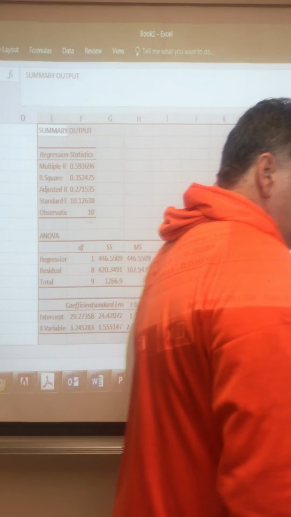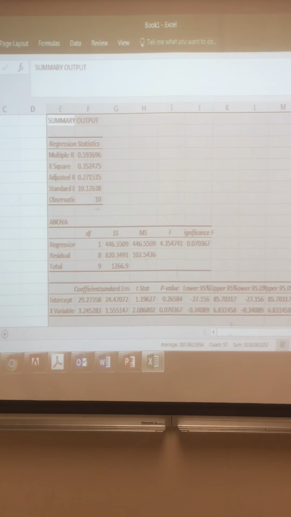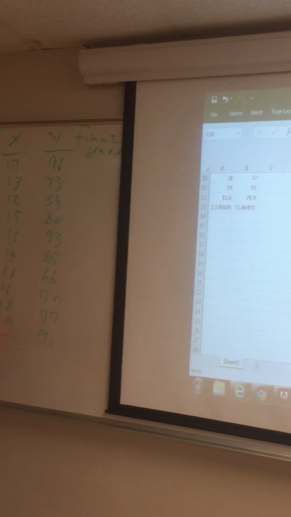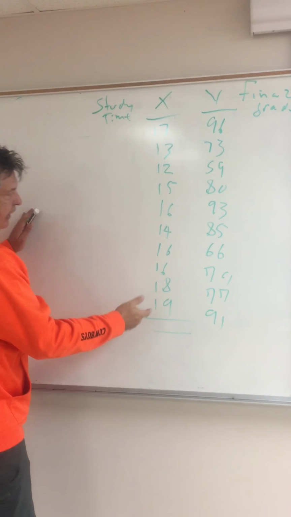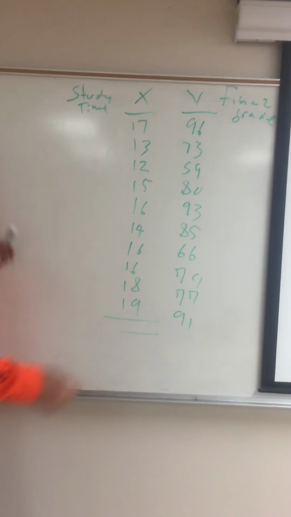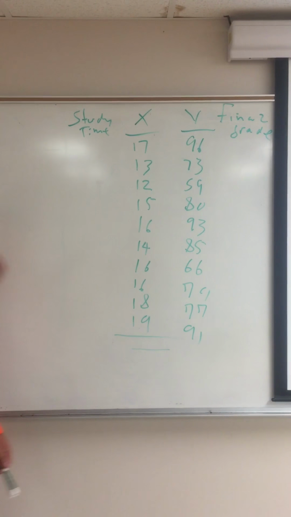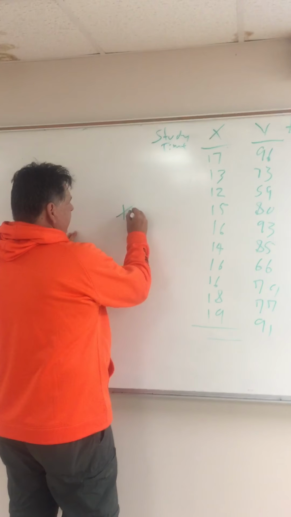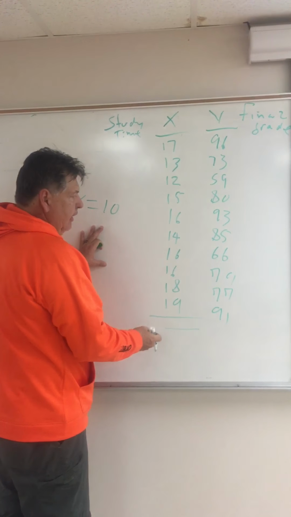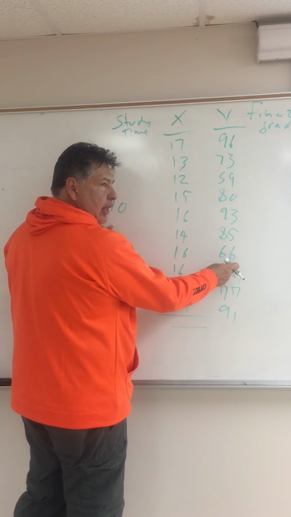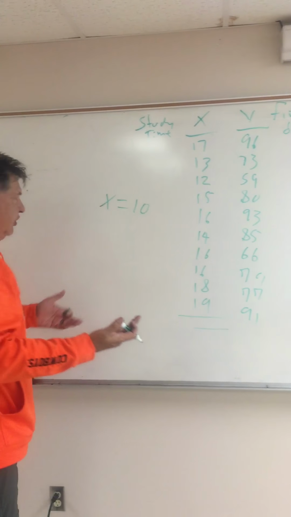Now, let me show you how to actually make a prediction. I want to predict a value of Y for a given X. So let's say I'm looking at this data and I say, well, I don't want to put in 17 hours of study time. What would 10 hours get me? So X is going to be equal to 10. Since 10 is not in here, I can predict what my grade would be if I studied 10 hours a week in this hypothetical situation.